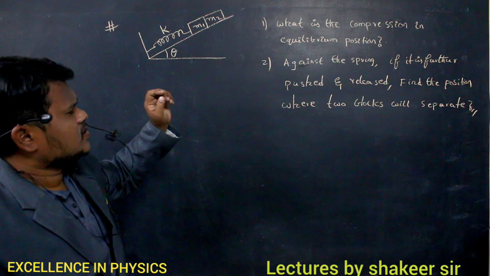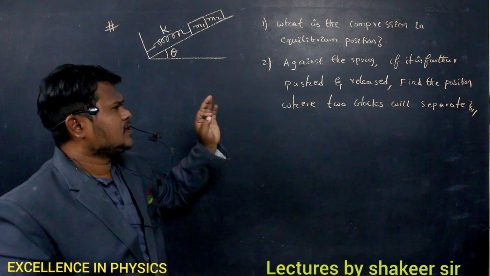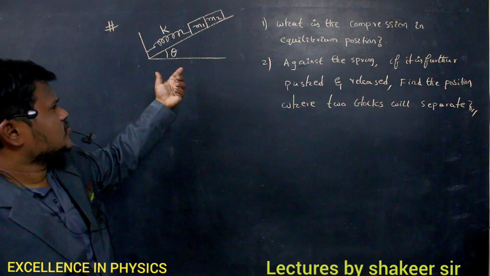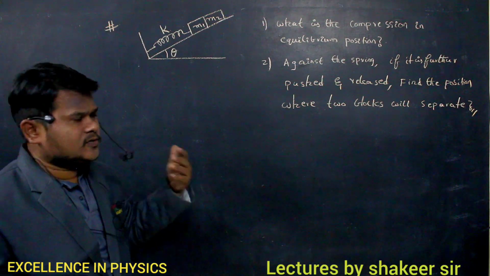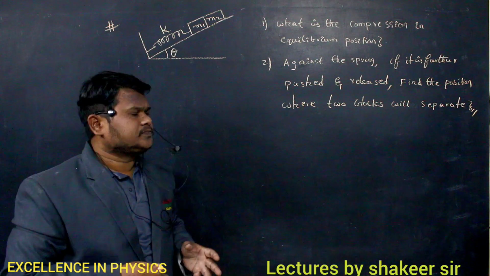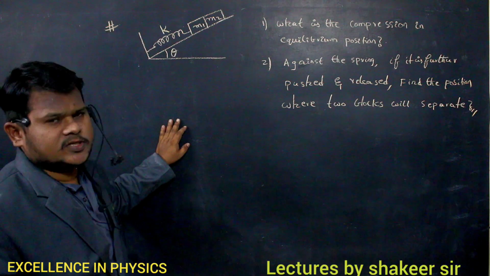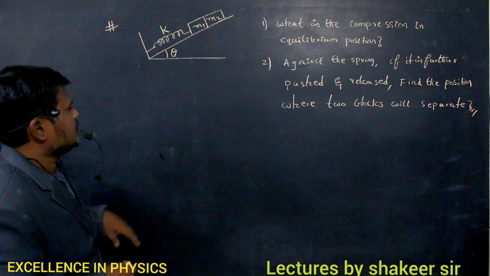First question is, what is the compression in the equilibrium position? What is meant by equilibrium position? If there is no movement, or if all the net forces are becoming zero, then in that position, what is the compression produced in the spring? So how can I calculate compression?